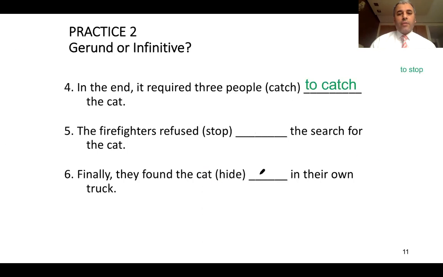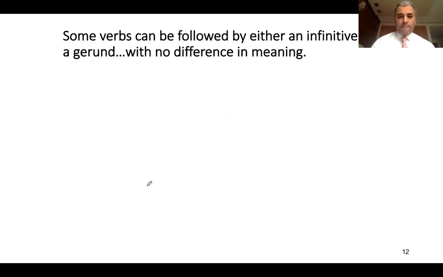Okay, to catch, to stop, hiding. So here you have, it required 3 people, okay, to catch. So you required, you have the expressions followed by infinitive. Refused is followed by an infinitive. And then you have, they found the cat hiding, okay, in their own track. You have the verb found, okay.